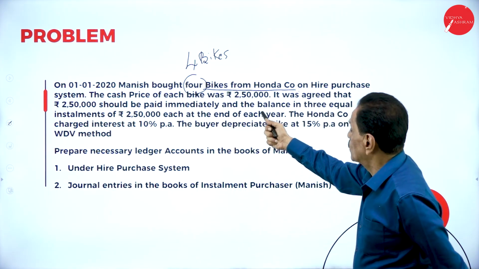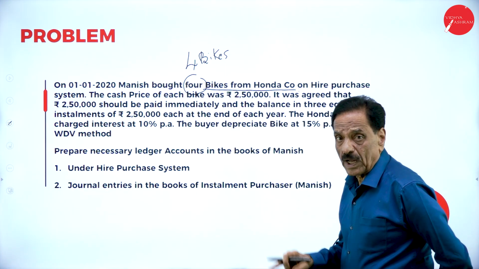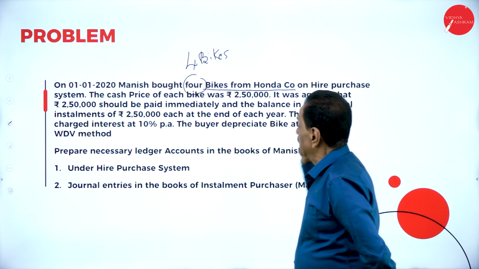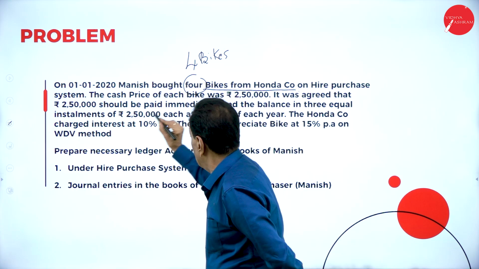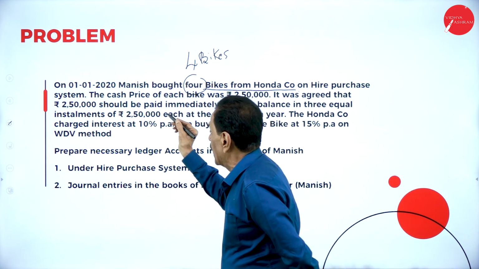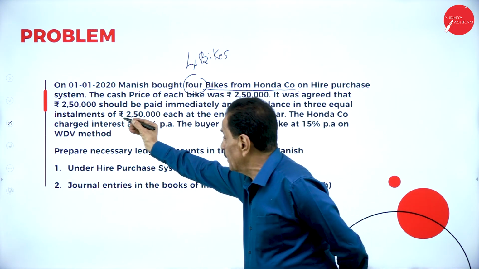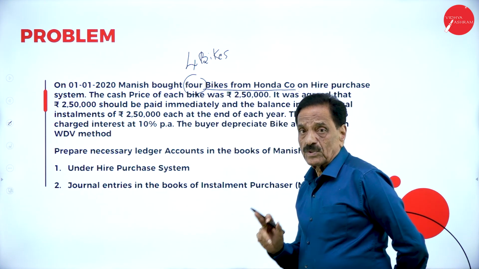So one bike costs how much? 2 lakh 50. How many bikes is he selling? 4. 4 into 2 lakh 50 means 10 lakh. It was agreed that 2 lakh 50 should be paid immediately and the balance in 3 equal installments of 2 lakh 50. 2 lakh 50 into 3 is 7 lakh 50. Down payment is 2 lakh 50, so 10 lakh.